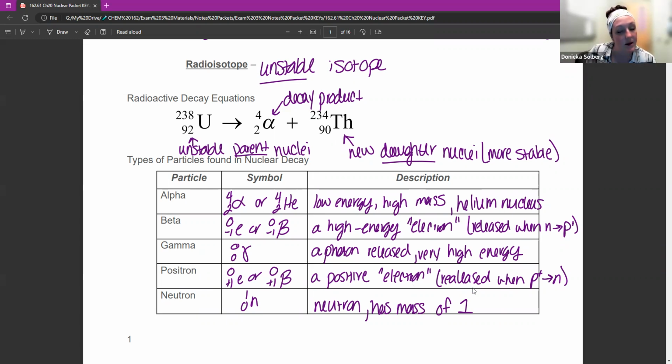So this is what happens when a proton turns into a neutron. If you think about it, I've got a proton, which is the same size as a neutron. If I just chuck the positive charge, I'm left with a neutron. So what it's doing, what it's released as a positron, is just getting rid of that positive charge. And then a neutron can also be a decay product, and this is how we represent a neutron: 1, 0, n. It's got a mass of 1, no charge, and we just use a lowercase n. All right, so that's a neutron, mass of 1. So these are all of our potential decay particles.